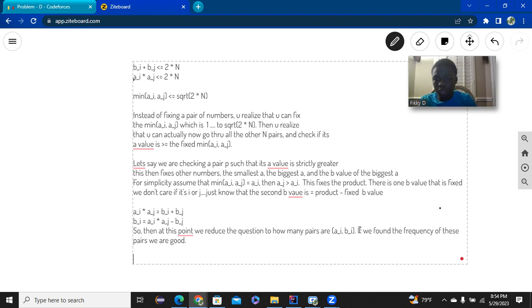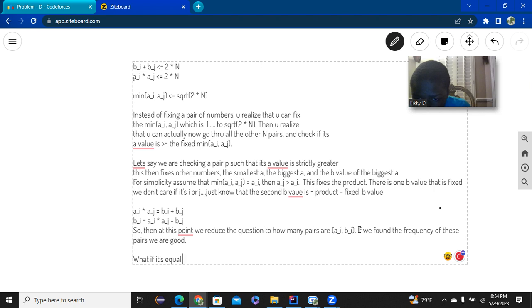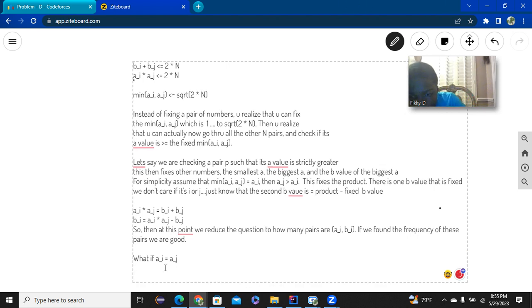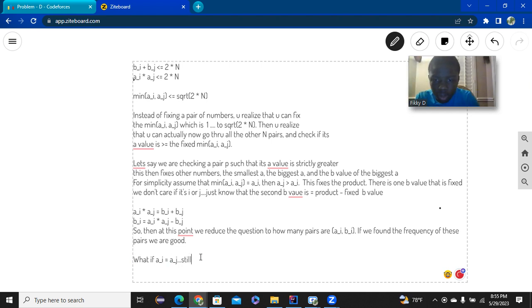But what if it's equal? What if a sub i equals a sub j? Then still count a sub i, b sub j, and b sub i.